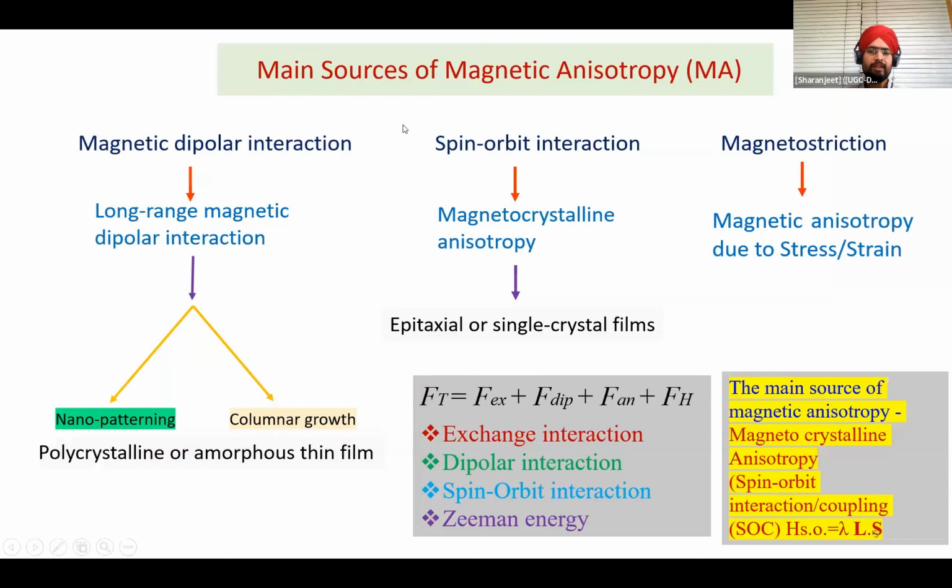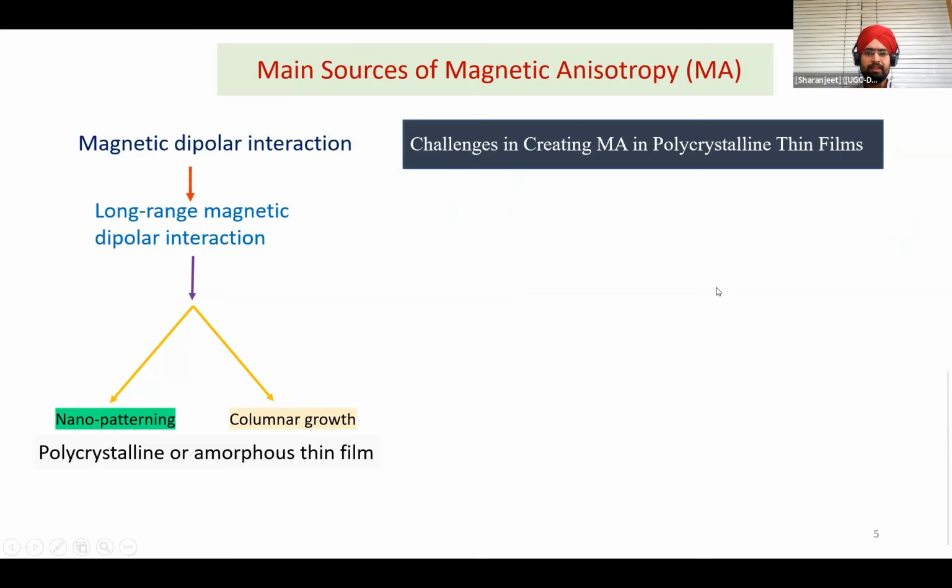The overall behavior of magnetic anisotropy can be understood as the result of four key interactions: exchange interaction, dipolar interaction, spin orbit interaction, and Zeeman energy. These interactions collectively determine the overall magnetic behavior of a material. And in thin films, the main source of magnetic anisotropy is magnetocrystalline anisotropy, which arises due to the spin orbit coupling. But this is due to the periodic lattice arrangement, which is often realized in epitaxial or single crystalline thin films. So what will happen to the magnetic anisotropy in polycrystalline or amorphous thin films?